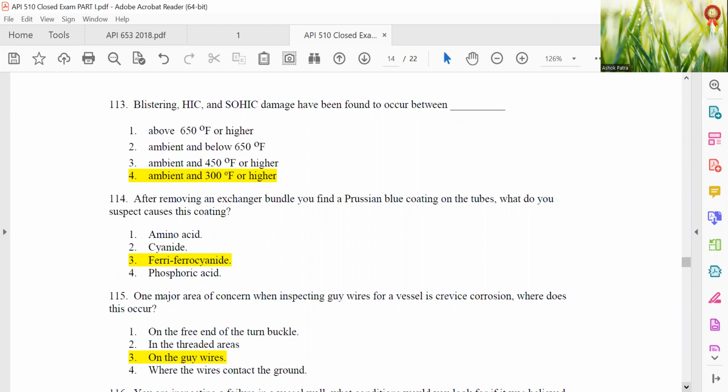After removing the exchanger bundle, you find a Prussian blue coating on the tubes. What do you suspect is the cause of the coating? Ferrocyanide. One major area of concern when inspecting gaskets for a vessel is crevice corrosion. Where does this occur on the gaskets?